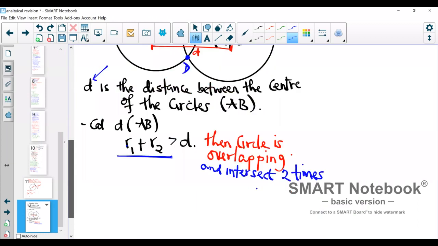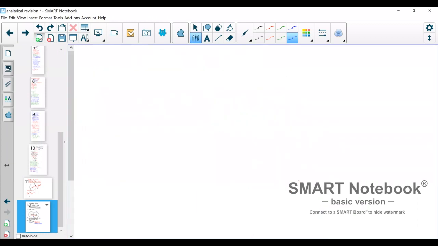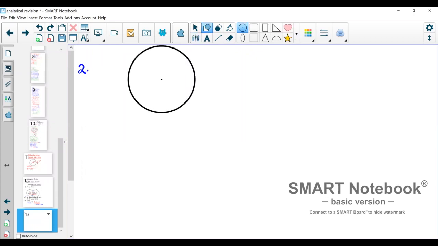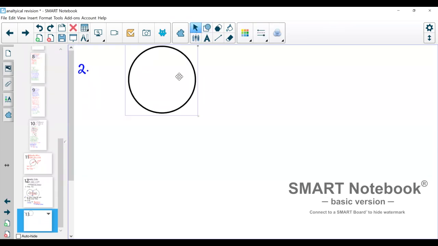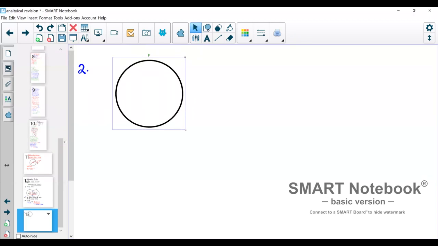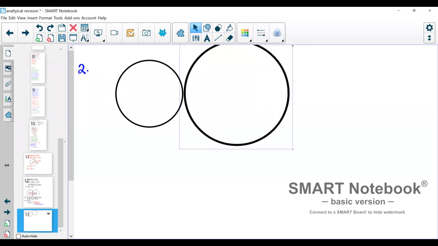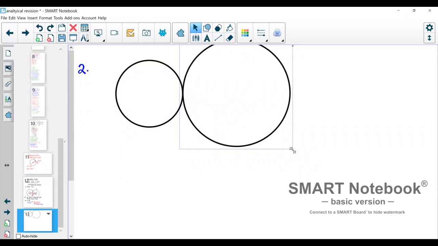Let's check case number two. Look at case number two. I'm going to draw smaller circles now. Case number two. Good. Perfectly fits for me. Case number two.